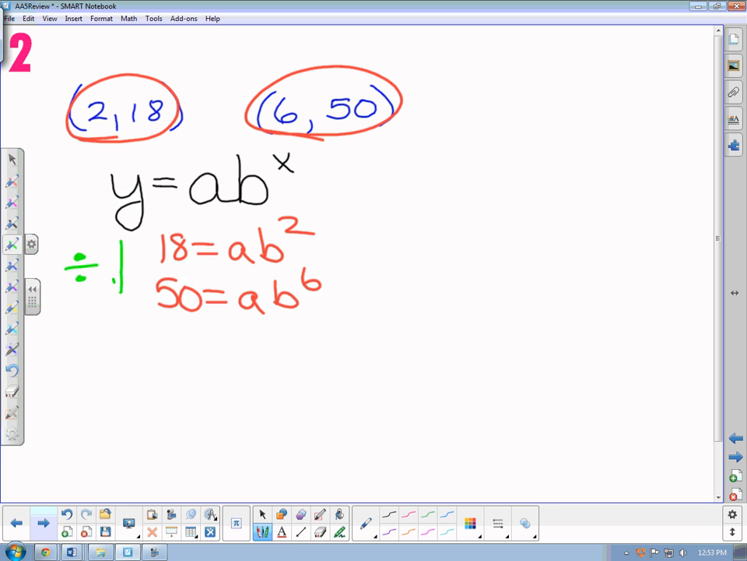Now you can divide in either direction, but because when you divide exponents you subtract, to keep the exponent as a positive number, you are going to want to divide in that direction, not that one. So we are going to take 50 divided by 18, and you can just write that as a fraction. 2 goes into those, so that turns into 25 over 9. A divided by A is 1. And b to the 6th divided by b to the 2nd is going to be b to the 4th.